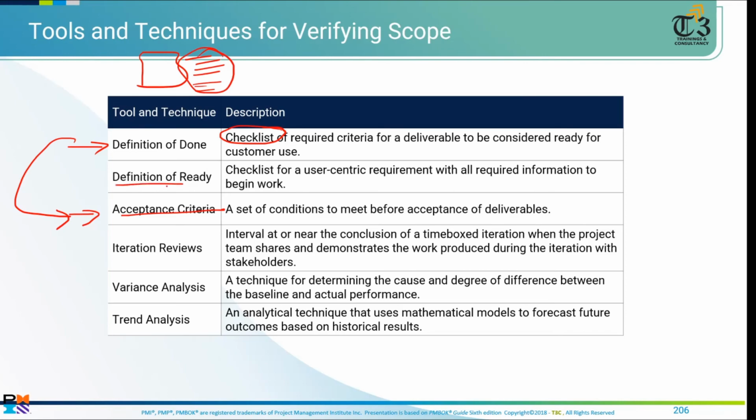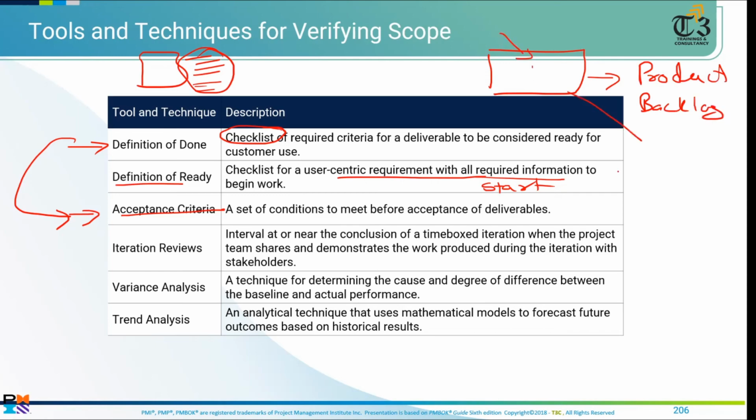Definition of ready means you have enough information, the required information to start the work. Let me explain it again. You have enough information that this story can come into the product backlog and the team can start working on it. So the team will only work on the stories which have definition of ready. If definition of ready is not defined, the team will not touch that user story. You will find the word enough or sufficient information to start the work.